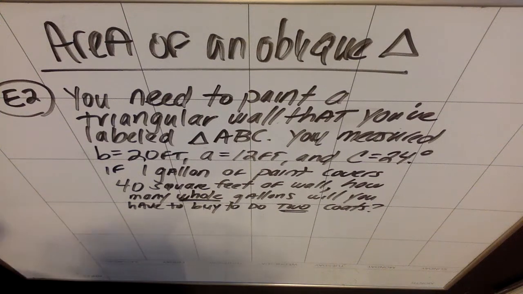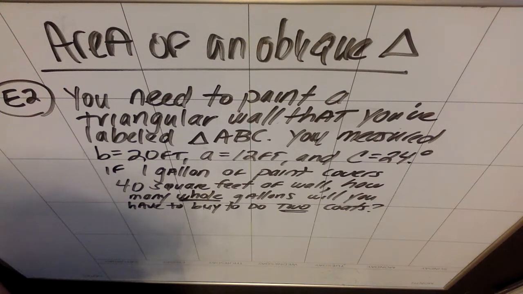So we're going to do a second example for the area of an oblique triangle. You need to paint a triangular wall that you've labeled triangle ABC. You've measured that B equals 20 feet, A equals 12 feet, and C is 24 degrees. If 1 gallon of paint covers 40 square feet of wall, how many whole gallons will you have to buy to do 2 coats? So you're not just coating the wall once, you're going to do it twice, 2 full coats.